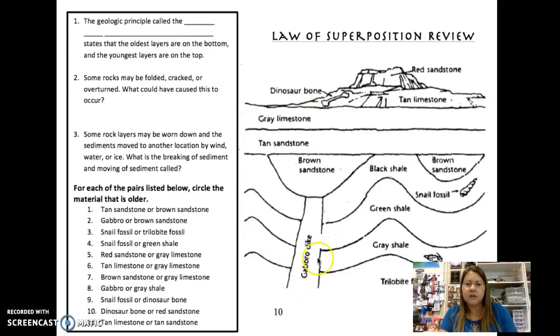So one thing that you have here, it says gabbro dike. What that is, an igneous intrusion. So just so that you know what that is, because that's a term that we have not used specifically. And then you have your other sedimentary rock layers that have been deposited around it. So make sure you look at that and answer the questions and do the color coding.